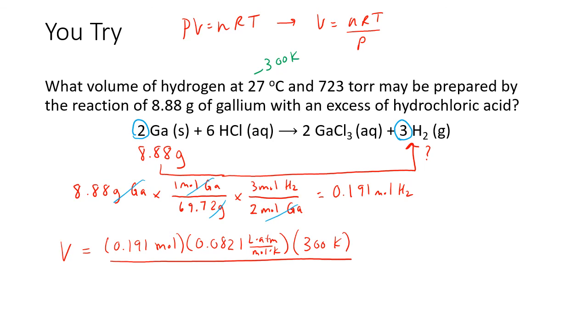divided by our pressure of our gas, 723 torr, divided by 760 torr, converting to units of atmospheres. Our moles cancel, Kelvin cancels, torr cancels, atmospheres cancel, and we have liters for our volume. And we should come out to about 4.94 liters of our hydrogen gas that's produced.